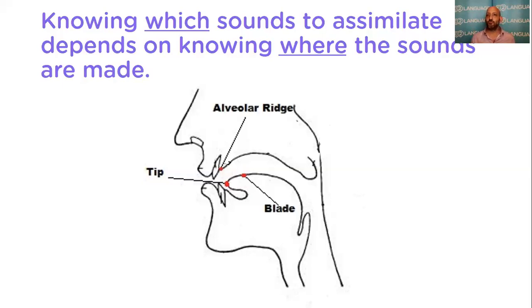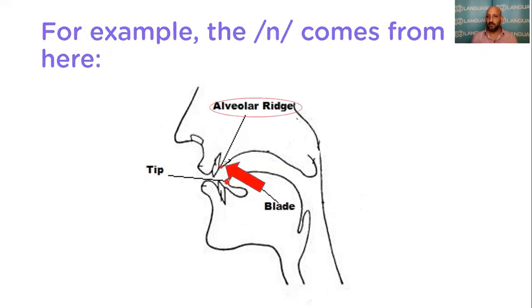And then you have the lips as well. So f uses the bottom lip, b uses both lips together. So knowing where those sounds come from, knowing where we're making those sounds, does help in identifying which of the sounds are going to be dropped and assimilated and which of the sounds are going to be given expression.